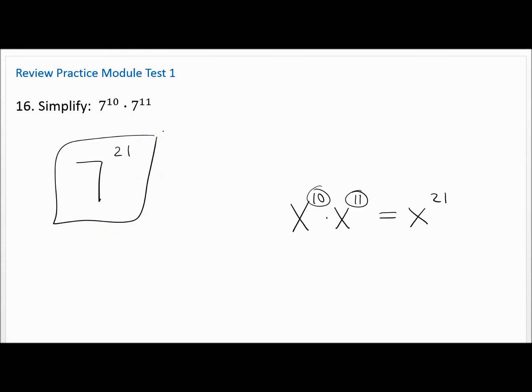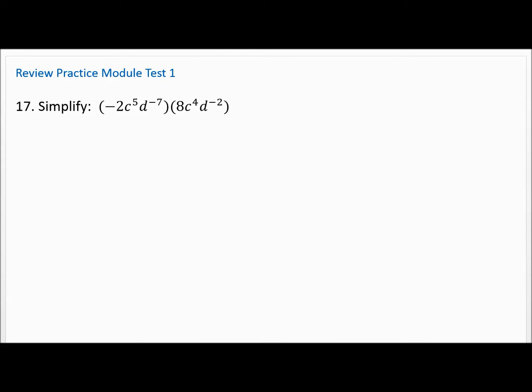Now, what mistake might people make? A lot of people tell me that 7 times 7 is 49 to the 21 power. You don't do that because you're handling multiplying the bases together when you add those exponents. Okay? So you don't do both of them. You don't say 7 times 7 is 49 and 10 plus 11 is 21. You only keep the common base, just like we kept this x right over here. You keep the 7.